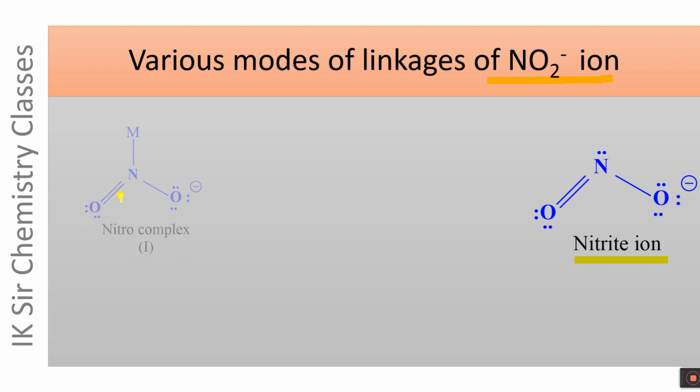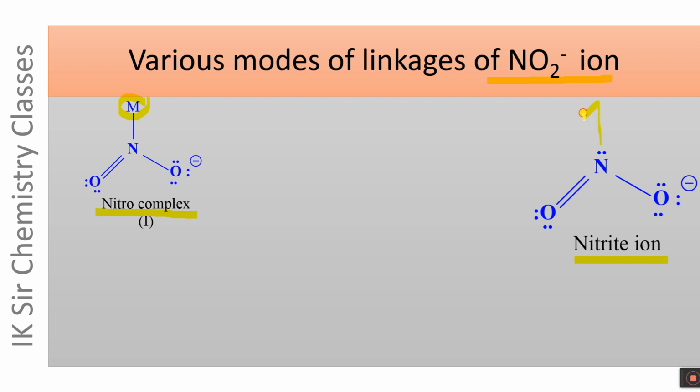The NO2 minus ion can be coordinated through this nitrogen atom to the central metal ion, and the complexes formed in this way are called nitro complexes. If NO2 minus ion coordinates to the central metal ion through nitrogen atom, the complex formed is called nitro complex. NO2 minus ion can also be coordinated to the central metal ion through its oxygen atom, and the complex formed in this way is called nitrito complex.